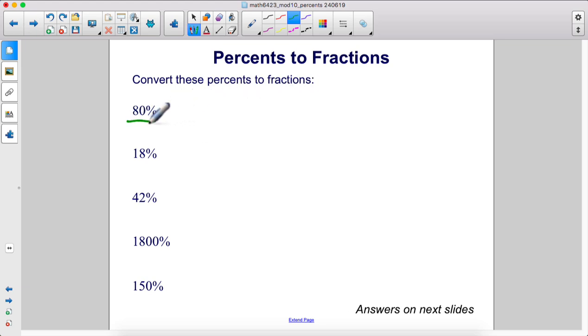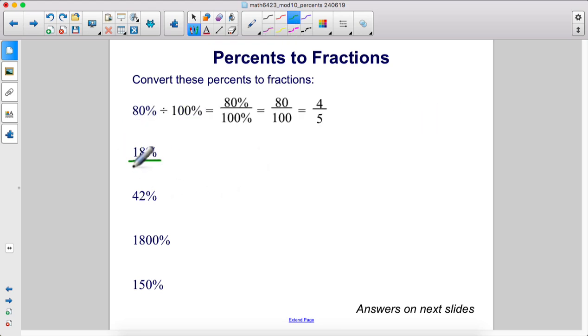Convert these percents to fractions. All right, just divide it by 100%. The percentages cancel, and we get 80/100. Let's simplify it further. Divide both sides, top and bottom, by 10. We get 8/10. And then that can be simplified. Divide top by 2, and you get 4. Divide the bottom by 2, and you get 5. So the simplified answer is 4/5.